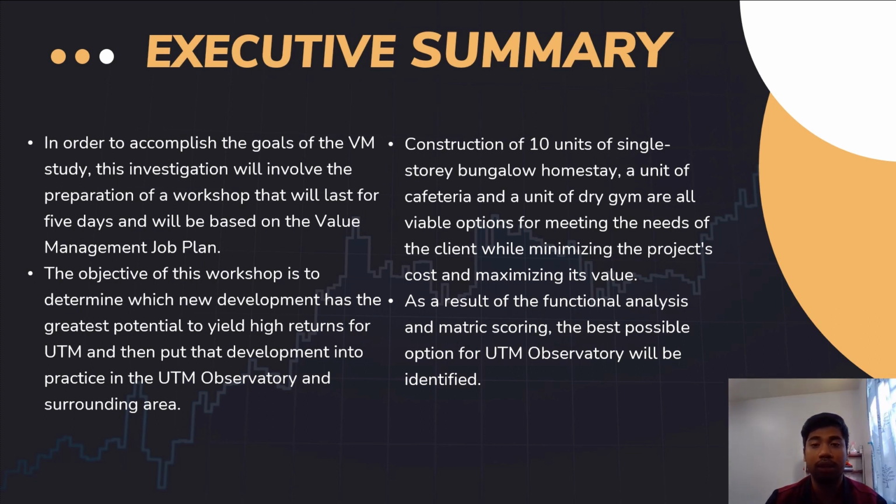Construction of 10 units of single-story bungalow homestay, a unit of cafeteria, and a unit of dry gym are all viable options for meeting the needs of the client while minimizing the project cost and maximizing its value. As a result of the functional analysis and metric scoring, the best possible option for UTM observatory will be identified.